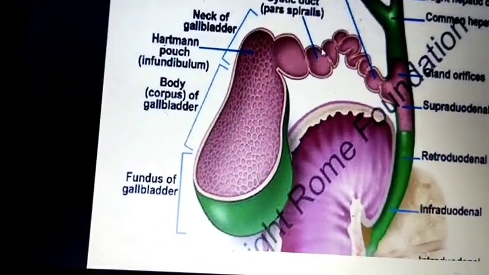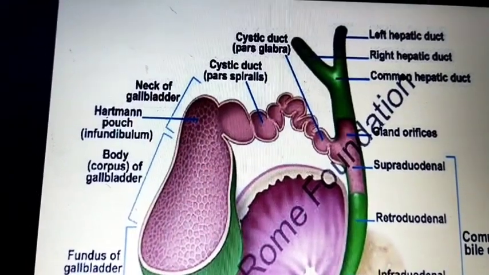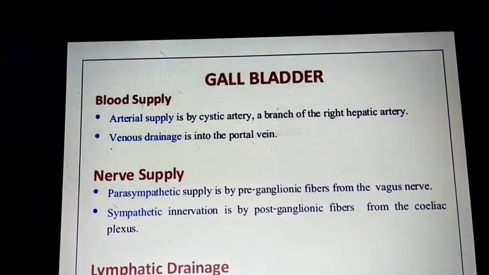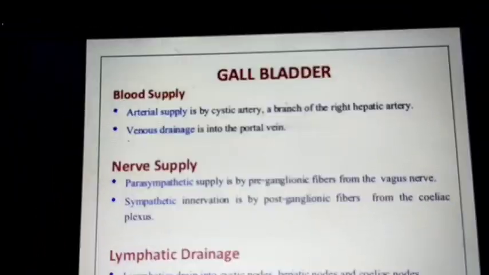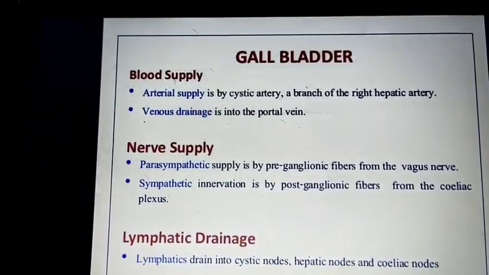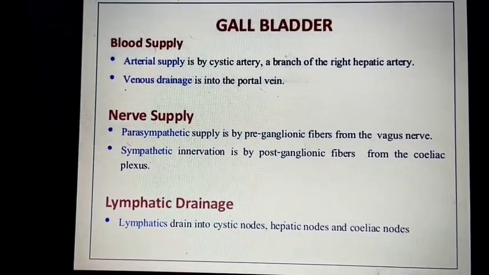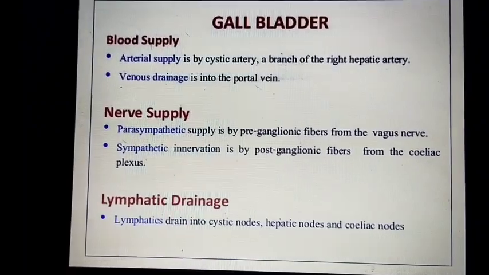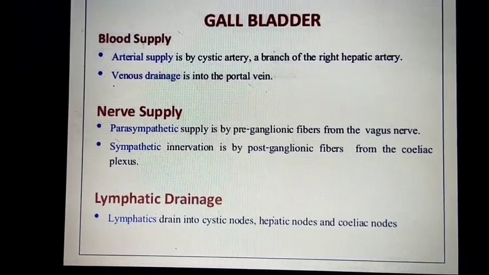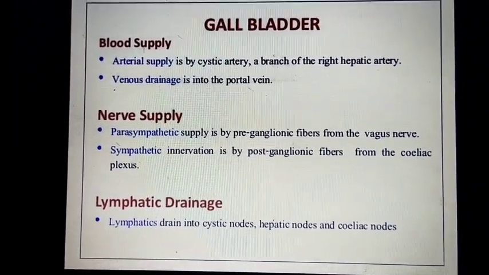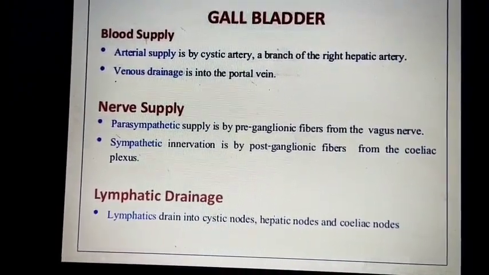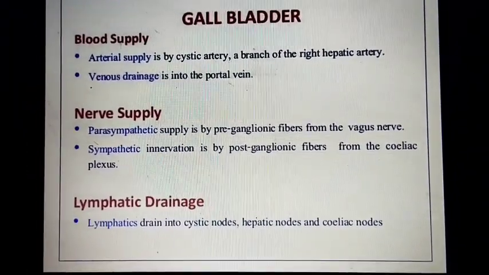You can say node of Lund. You can go for the next slide. Gallbladder blood supply is mainly by the cystic artery, which is a branch of the right hepatic artery. Venous drainage is by the cystic vein, which drains into the portal vein. Nerve supply: parasympathetic supply by the preganglionic fibers from the vagus nerve, and sympathetic innervation by the postganglionic fibers from the celiac plexus. The lymphatics drain into the cystic node, then the hepatic node, then the celiac nodes, then the cisterna chyli.